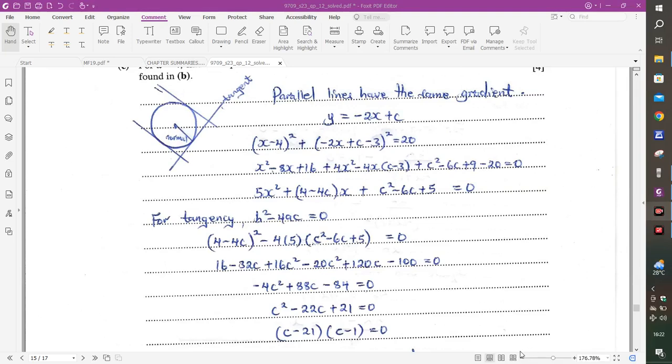Now, putting the terms together to form a quadratic, we are having x squared here and this 4x squared, so we shall have 5x squared.